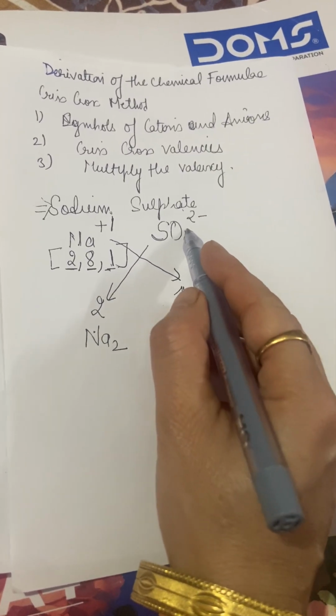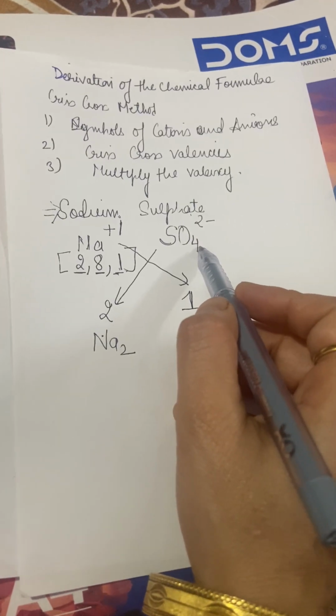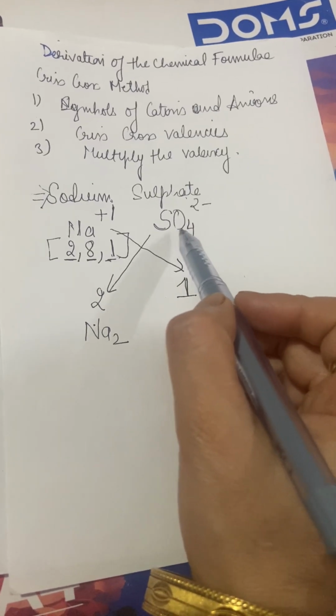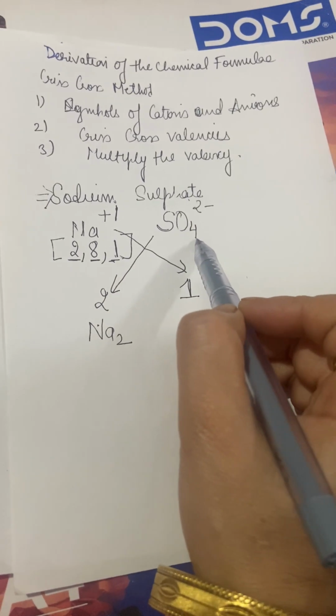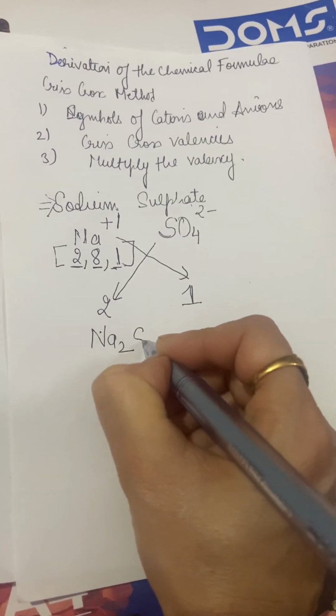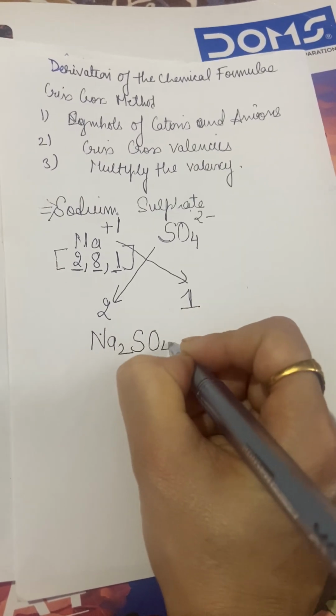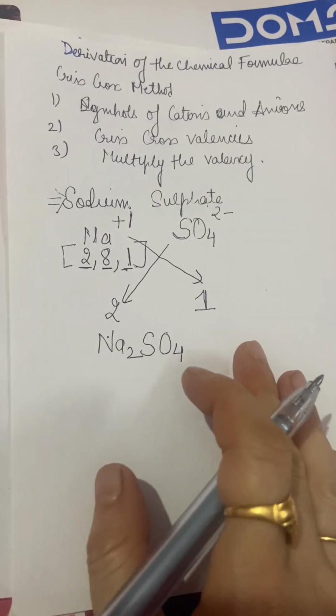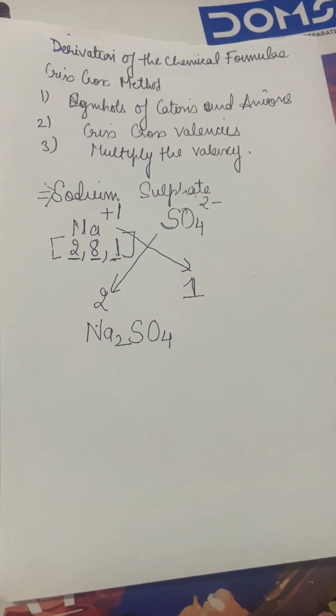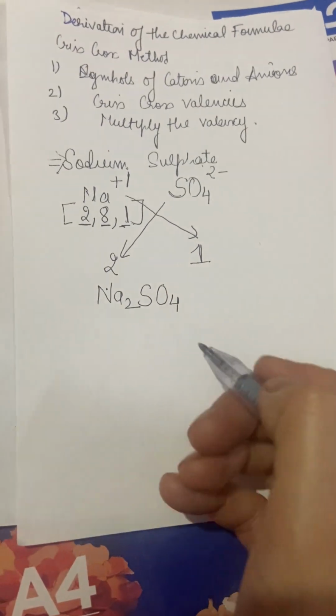Some of the students got confused here, saying ma'am, we have to take 4 here. Of course, in the symbol SO4 is there. So SO4 will be taken. So it is Na2SO4. Right? So this is the method to derive the chemical formula. Let us take some more examples.